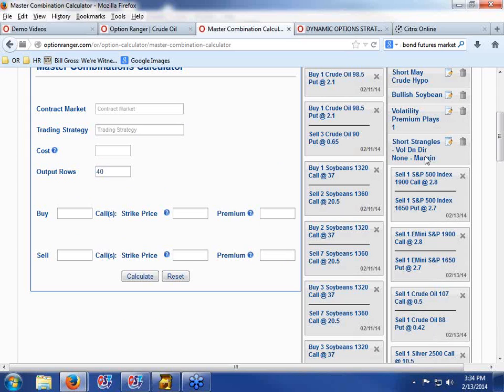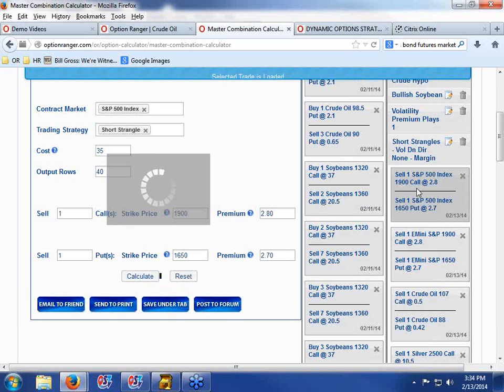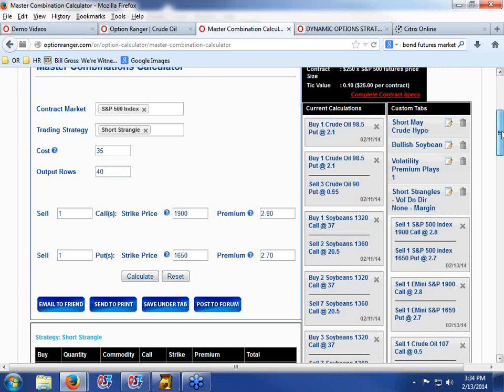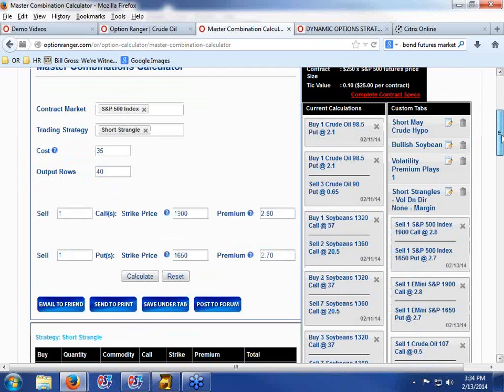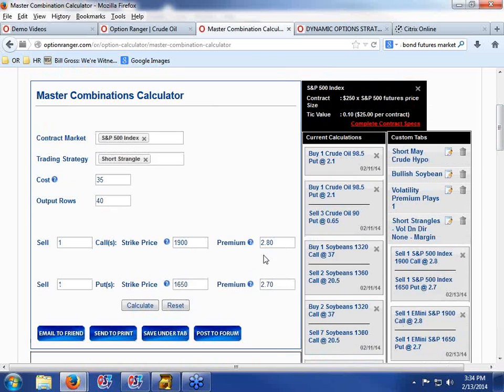So let's go right to it and have a look at a market that a lot of people like to strangle because of the premiums and the liquidity. And of course we're talking about the S&P 500. The first example that we're going to show is on the large contract. Again, as you know, when we input a trade, the dialog boxes help show up. In this case, you get all the contract specs and the specifics on the contract.